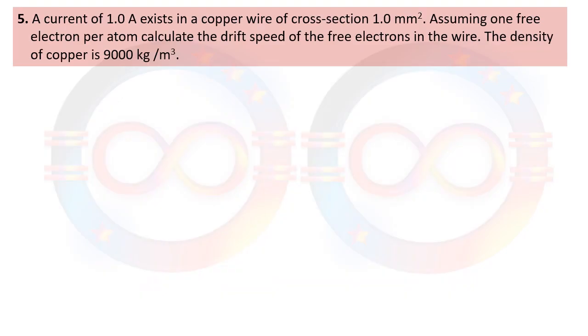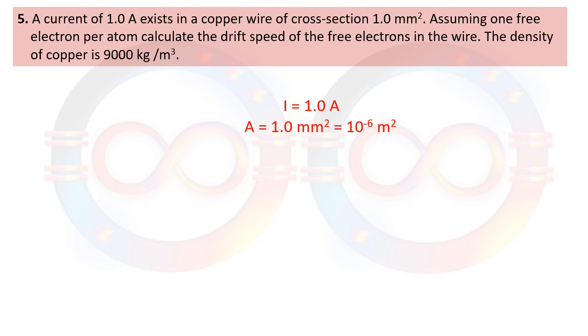In this question number 5, it is said that a current of 1 ampere exists in a copper wire of cross section 1 millimeter square. So current is given as 1 ampere, cross section area is given as 1 millimeter square. If we change it into the SI system, it is 10 raised to minus 6 meter square.